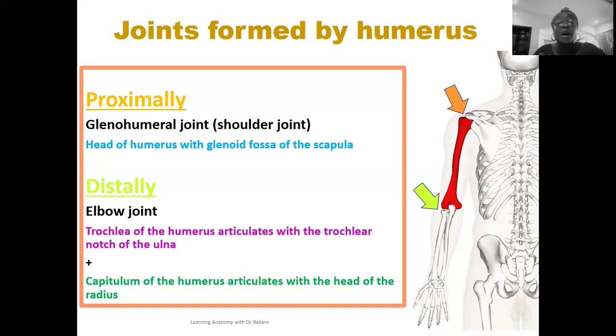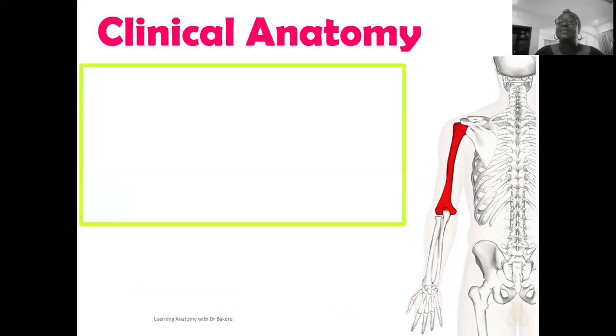We say that in the elbow joint, we also have the radioulnar joint. The radioulnar joint is created between the radius and the ulna, but these two bones are not located in the palm region. So it is also important that we have this. But these are the joints created by the humerus at the proximal region and also the distal region.